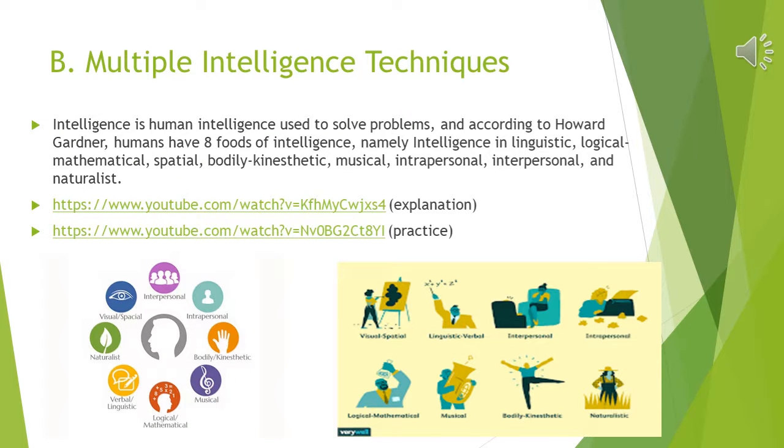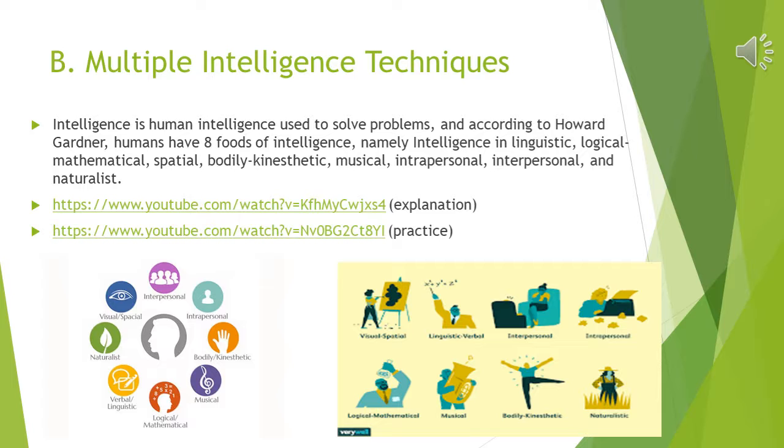Okay, the second, we will talk about the multiple intelligence technique. Intelligence is a human skill that is used to solve kinds of problems, and according to Howard Gardner, humans have 8 kinds of intelligence. They are linguistic, logical-mathematical, spatial, bodily-kinesthetic, musical, interpersonal, intrapersonal, and naturalist.